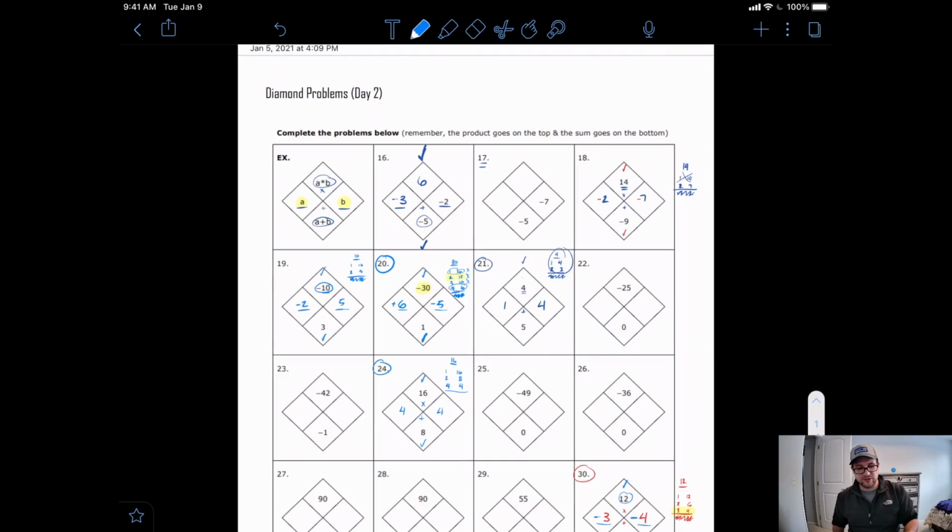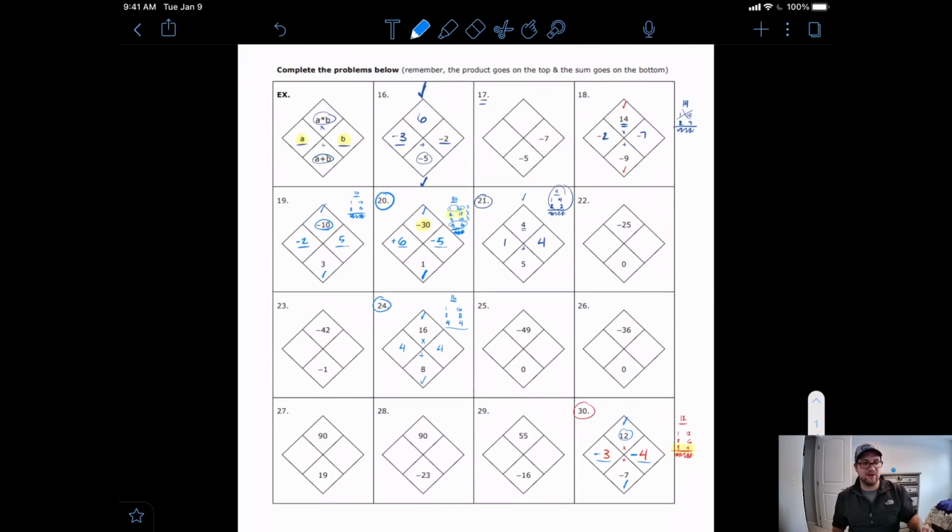Your homework is going to look very similar to this, guys. It's not a bunch of problems, but it's a couple that you're going to need to practice on. If you have any questions on this process, please let me know. I'd be happy to work through some of these with you.